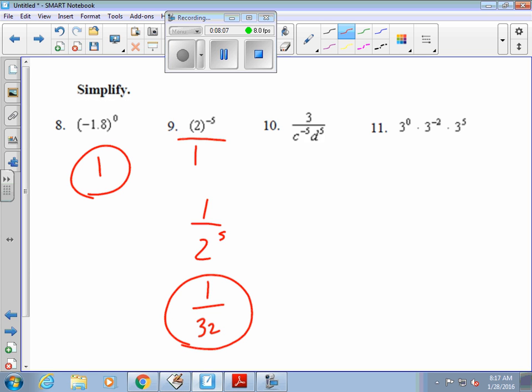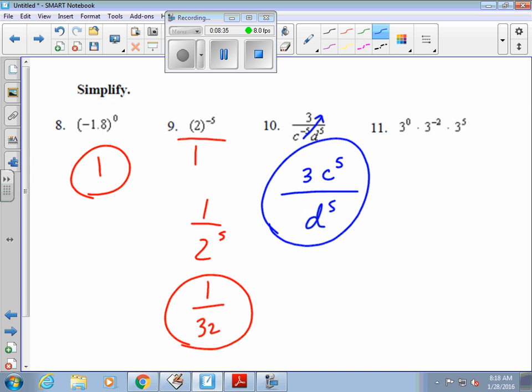3 over c to the negative 5th, d to the 5th. C to the negative 5th is raised to a negative exponent. It has to ride the elevator. 3 is not. 3 can stay at the top right where it is. C goes up to the top and becomes c to the positive 5th. D is raised to a positive as well, so it stays on the bottom as d to the positive 5th. You cannot subtract c and d or divide those because they're not like bases. You can't subtract 5 and 5. This is all we can do with this.